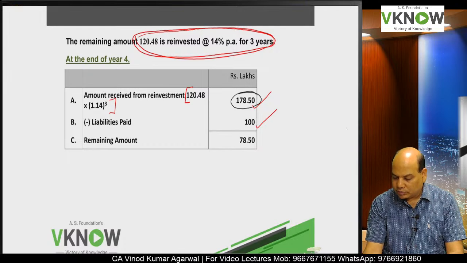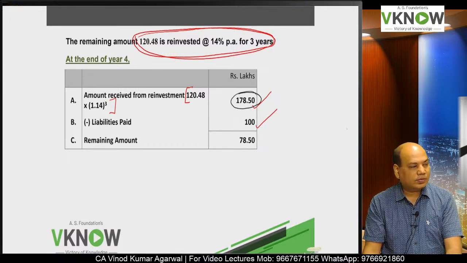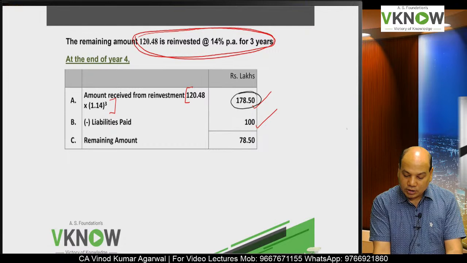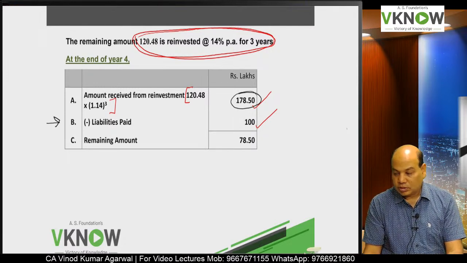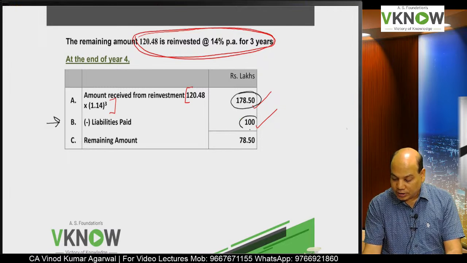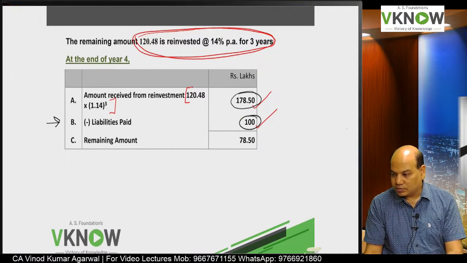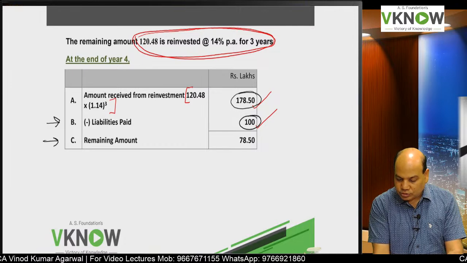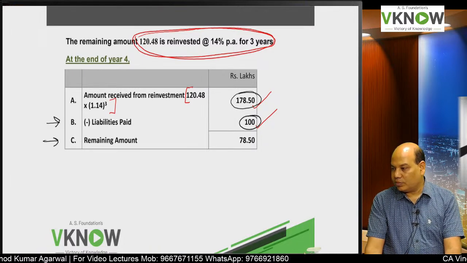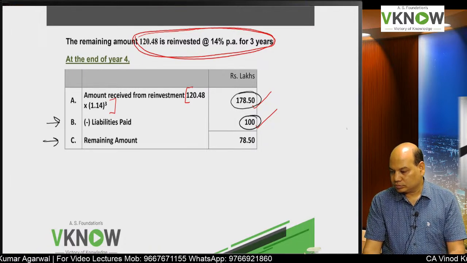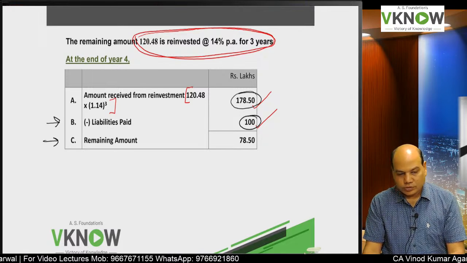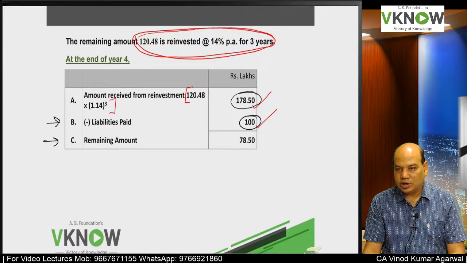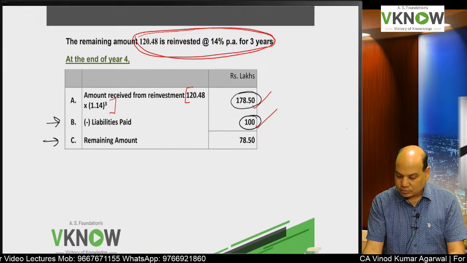You are getting 178.50? Say yes, 178.50. And what is the liability to be paid at the end of year 4? The liability to be paid is 100, given in the question. So the remaining amount is 78.50.